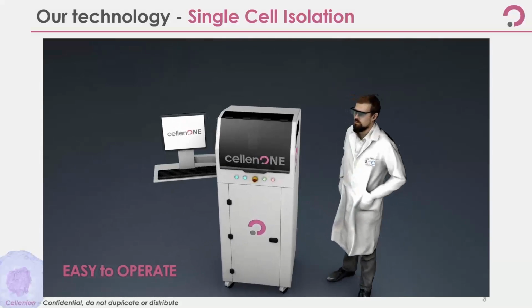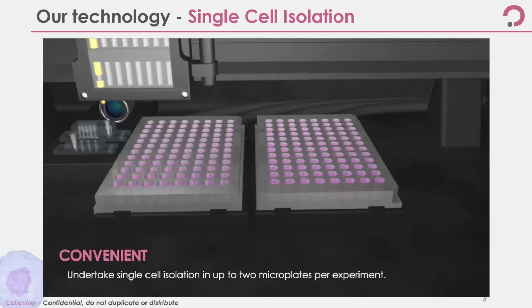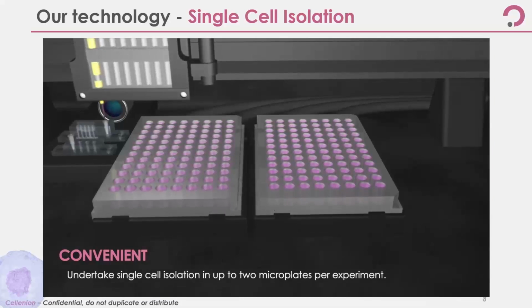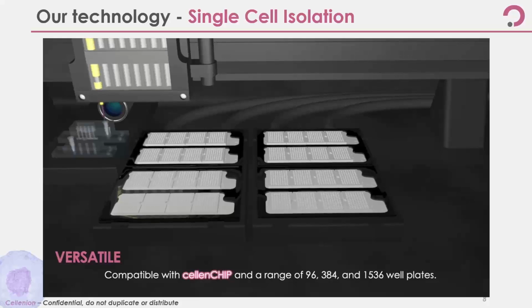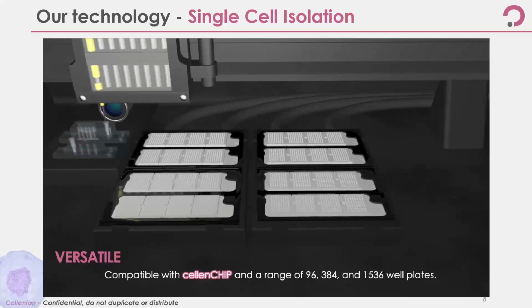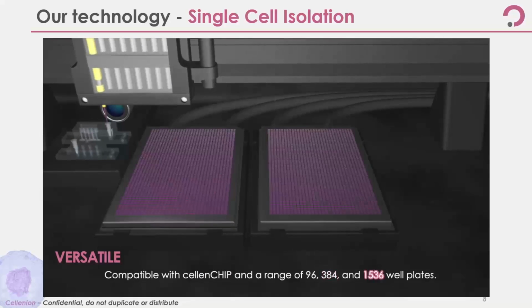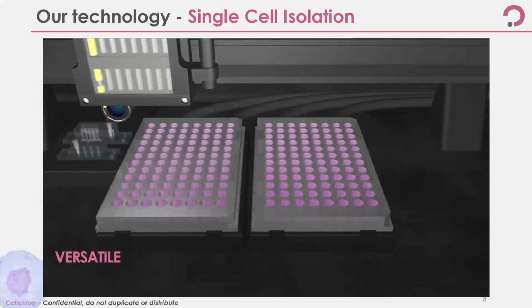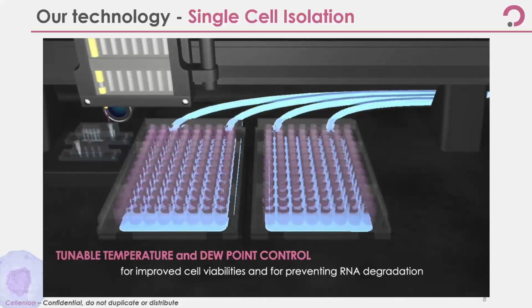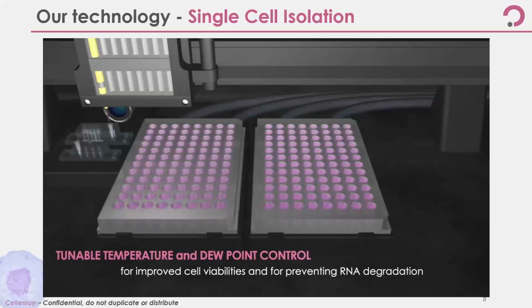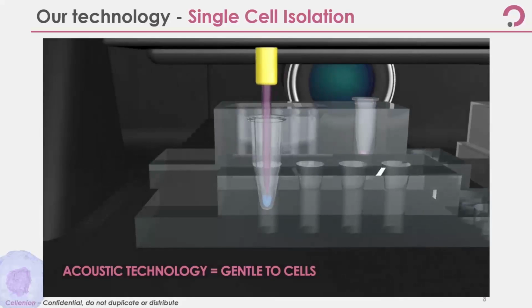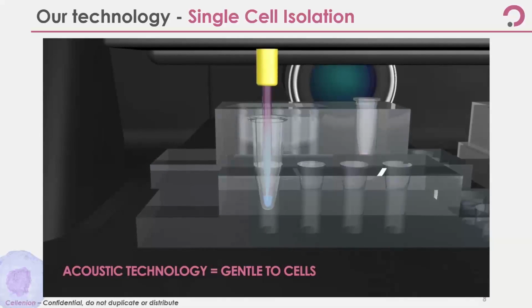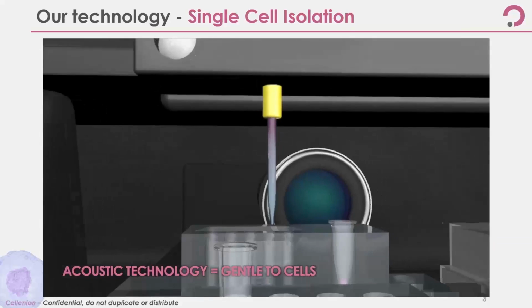So that's our machine, and you can see that if you go to have a look inside, you can work with up to 2 plates to undertake single cell isolation. It's compatible with well plates as well as design chips. You can work with 384 up to 1,536 well plates. This well plate can be controlled in temperature to improve cell viability. So first of all, it starts with the capillary that uptakes the cells thanks to an acoustic technology.